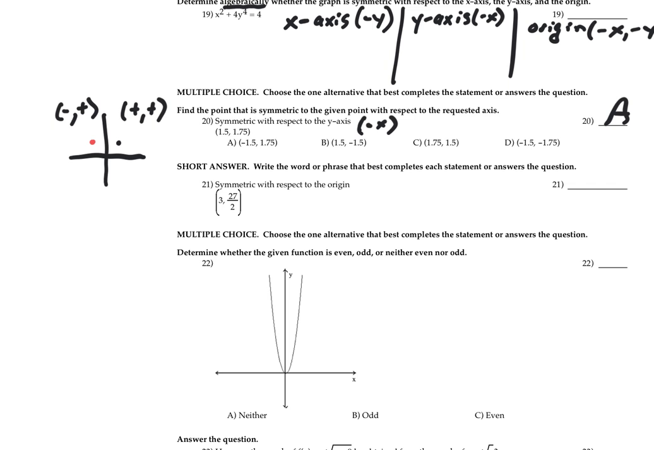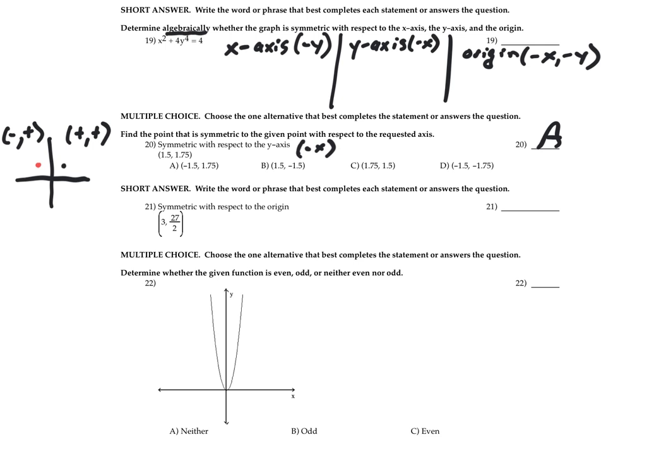So if you're a visual kind of person and want to do it that way, you could actually flip it over the y-axis, or you can just remember the rule. And remember, you have to do the opposite of x. The x-axis is the opposite of y, and the origin is the opposite of both. And that's kind of like what we talked about up here. Here's your three rules for your symmetry.